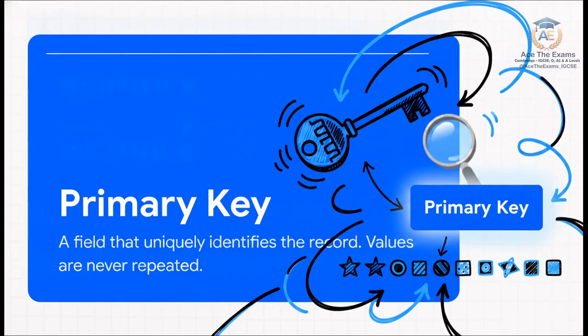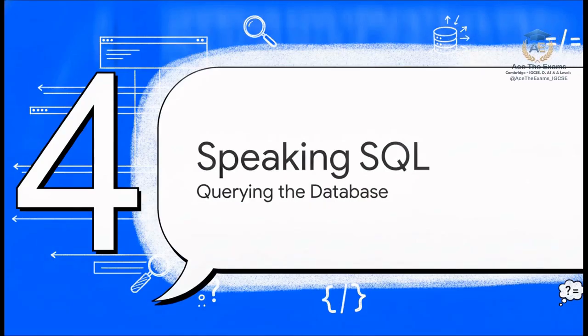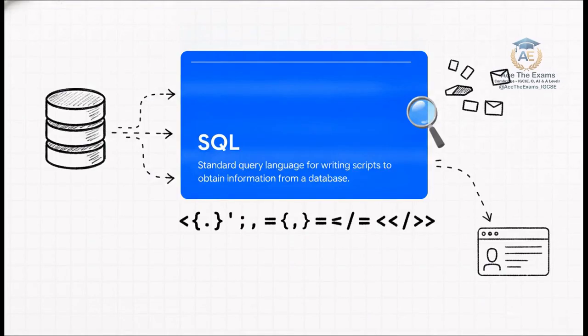It's the absolute anchor of your entire database. Section 4. Speaking SQL. So, our table is perfectly structured, our types are locked, and our primary key is set. Now, how do we actually ask the database for things?